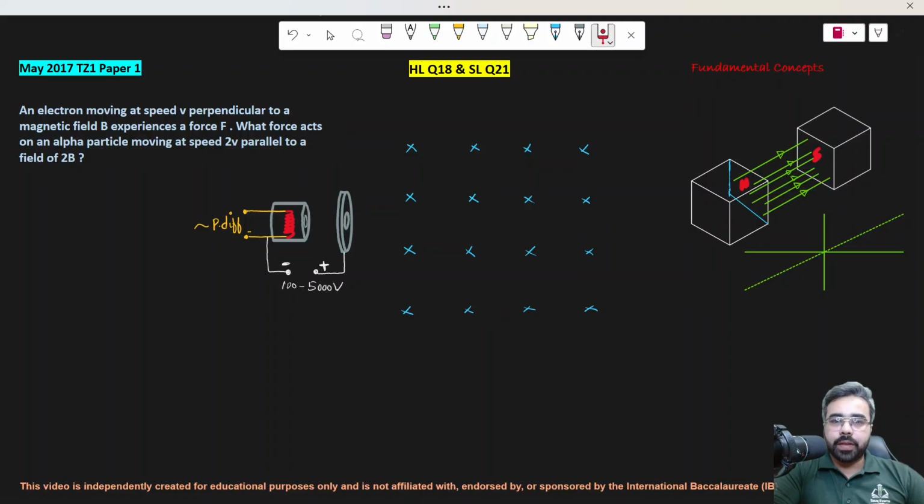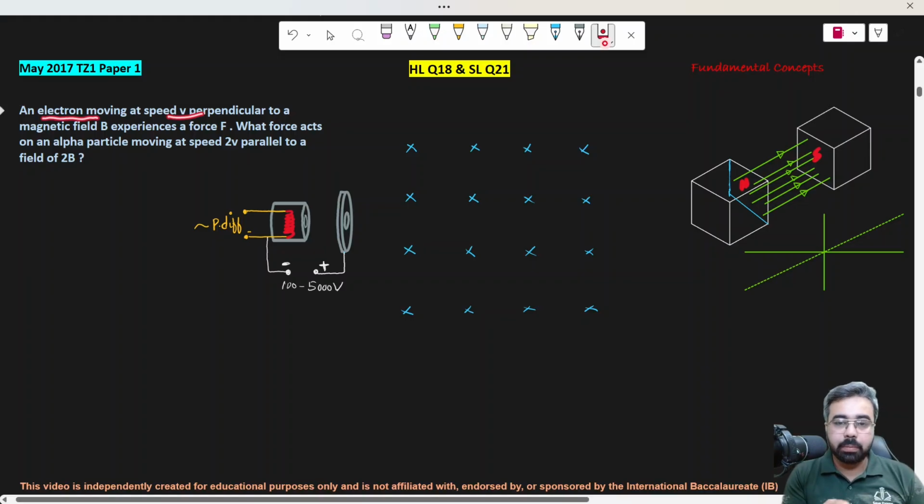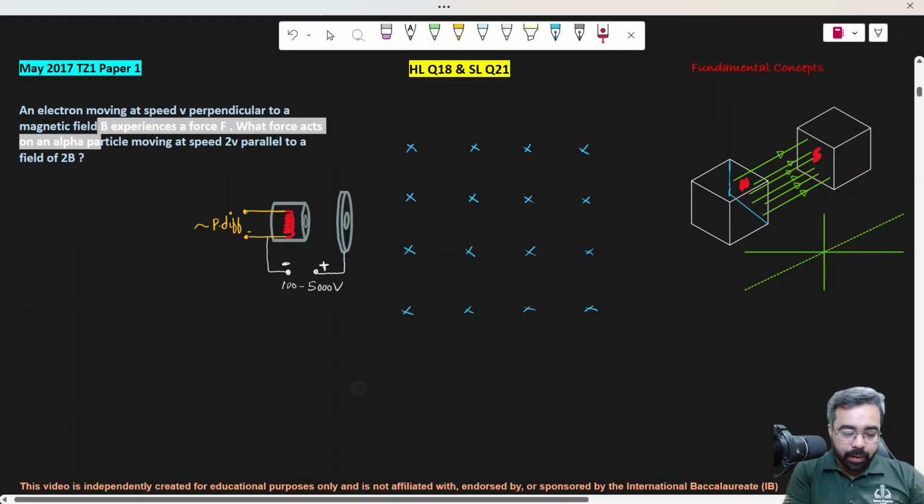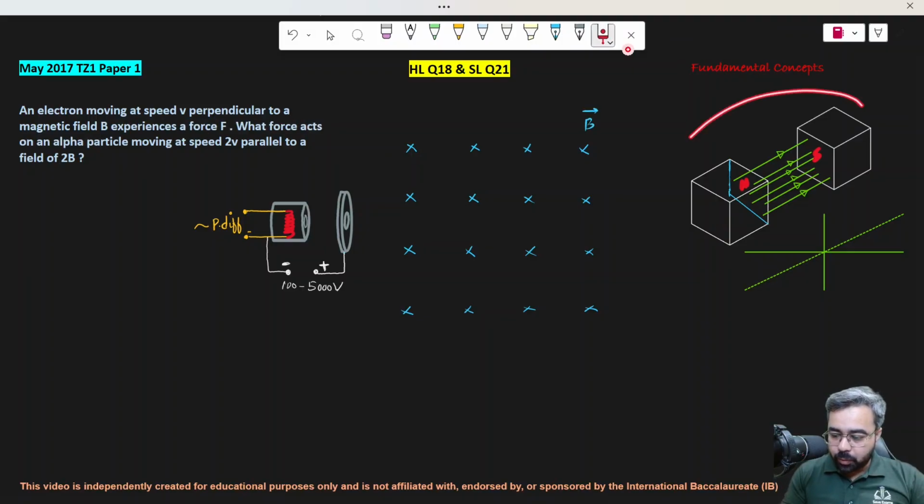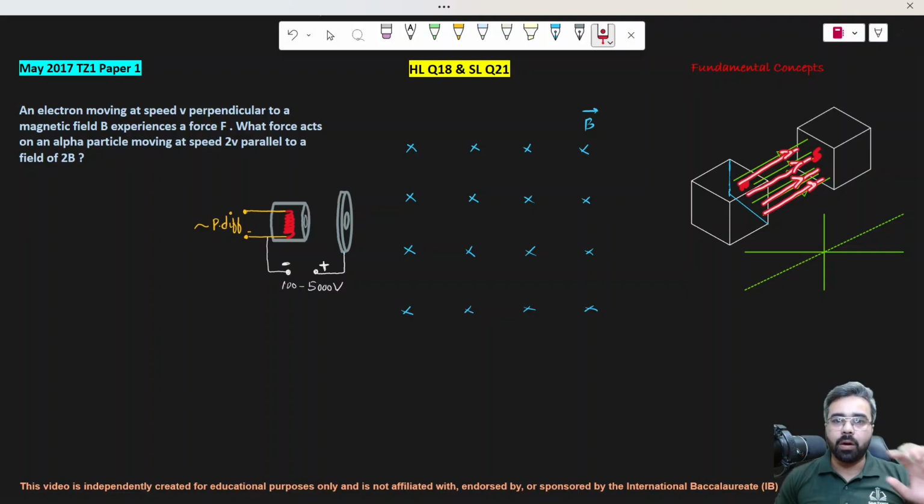Hello, this question is about the motion of a charge in a magnetic field. So let's start with the electron that is moving with a speed v perpendicular. It's very important to note that it is moving at 90 degrees, normal to the magnetic field, having a magnetic field strength B. This magnetic field is applied into the plane, which I have specifically shown you in this section of fundamental concepts, going from north to south. This is an external magnetic field going into the plane, or you can consider it going in the negative z direction.